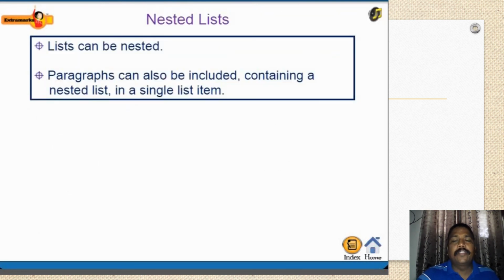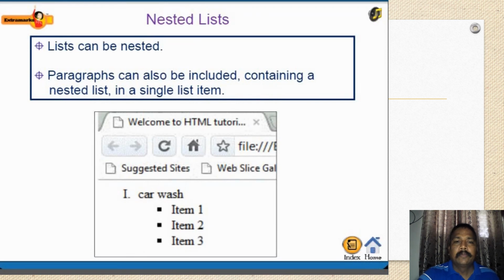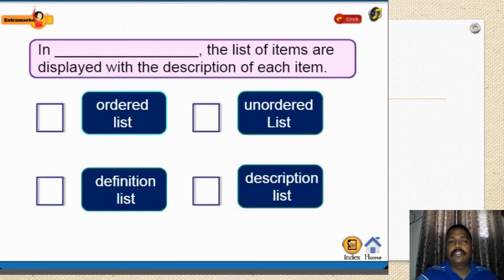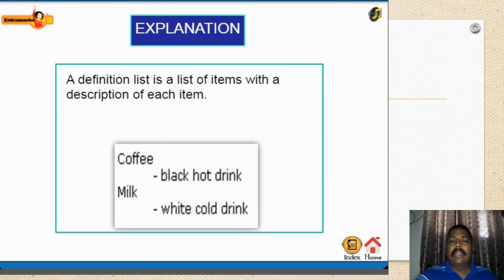Nested list. A list within a list is called a nested list. Look, it's Roman 1 car wash, and this one is an ordered list, and another one is an unordered list. You can see over here in an example, an unordered list, and so on. So this is called a nested list. A question and its explanation is here.